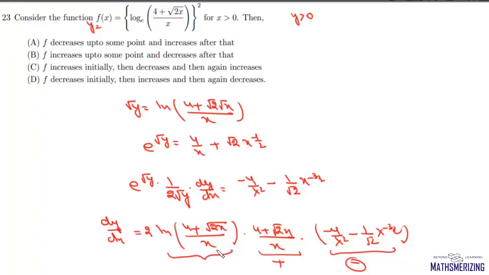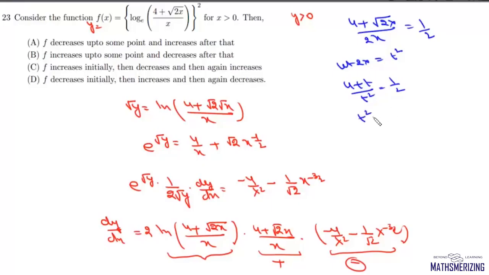Now we know that log function changes sign at x equal to 1. So we have to find whether we have any real solution of this equation, which is 4 plus root 2x upon x equals 1. So we'll multiply with 2 and divide by 2, and then we'll let 2x as some t square. So we'll get 4 plus t upon t square equals 1 by 2. So it'll be t square minus 2t minus 8 equals 0. So it'll be t minus 4 and t plus 2 equals 0. So value of t is 4 or value of t is minus 2. Now we have taken under root of t square as t. So that means t should be positive.